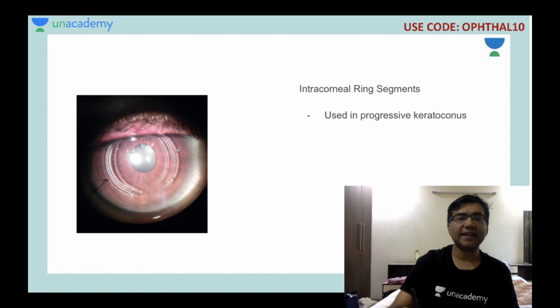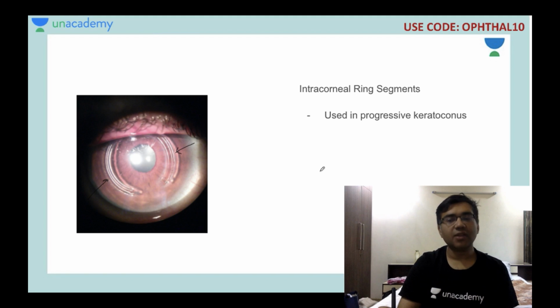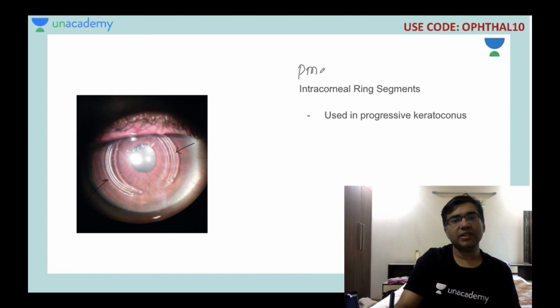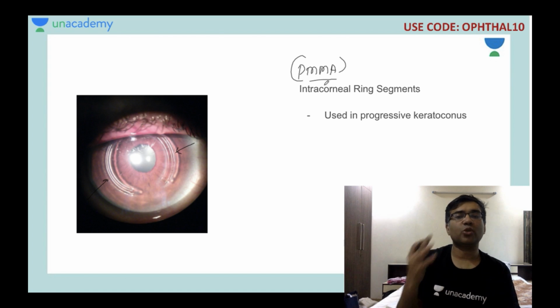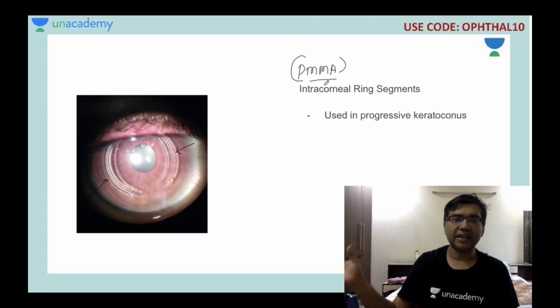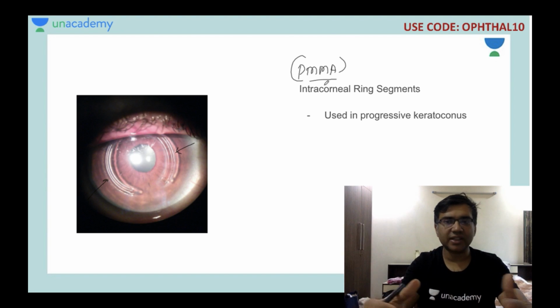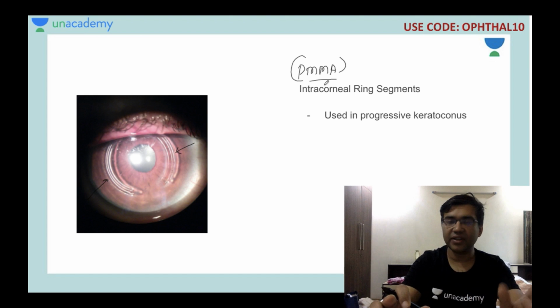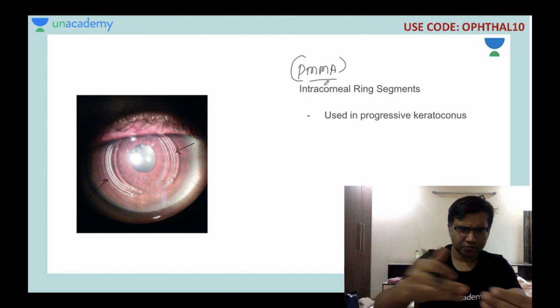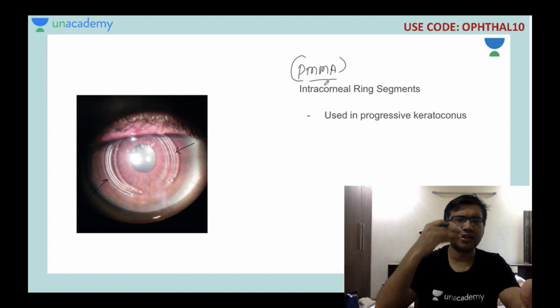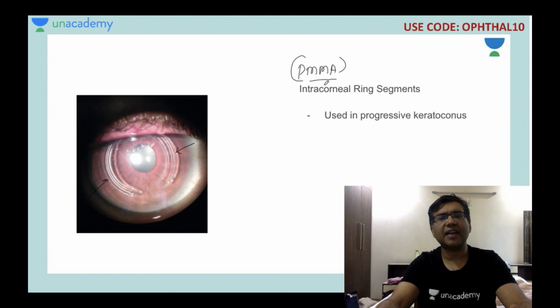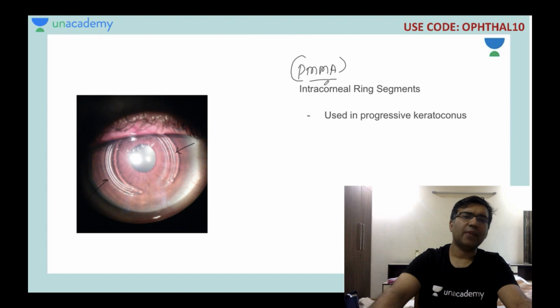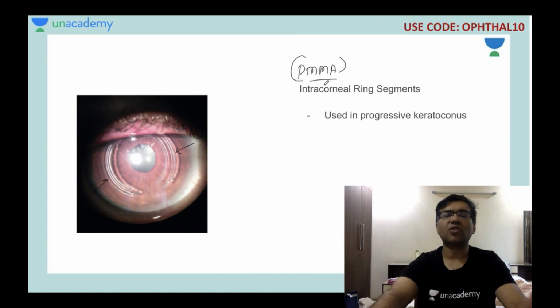Then this is a picture of an intracorneal ring segment. I call it Intacs, which is used in progressive keratoconus. These Intacs are made up of polymethyl methacrylate. Not only can they help in progressive keratoconus, they can also decrease the total refractive power of the patient. Those patients who have a very high amount of keratoconus and are progressing a lot get very good relief with the help of these intracorneal ring segments, which are called Intacs.